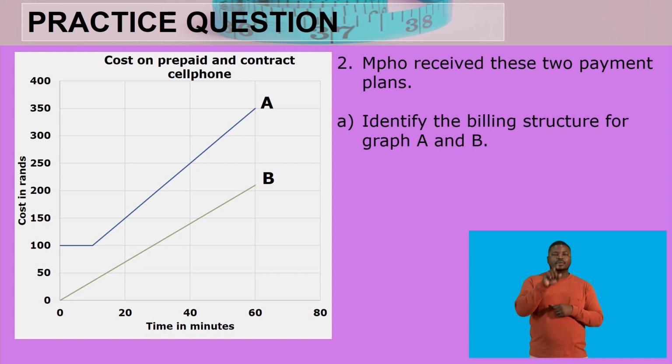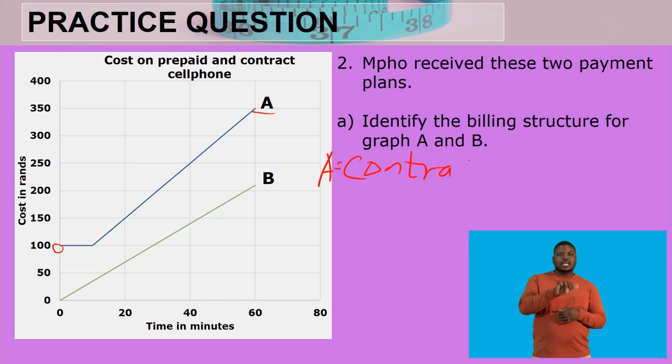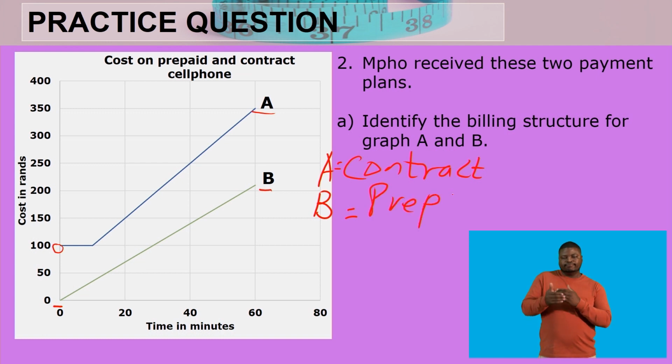The next question, question 2, says Mpho received these 2 payment plans. A says, identify the billing structure for A and B. When we look at A, our graph does not start from the origin. It starts at a certain amount, so A becomes our contract billing. When we look at B, the graph starts at the origin, so B becomes our prepaid billing.